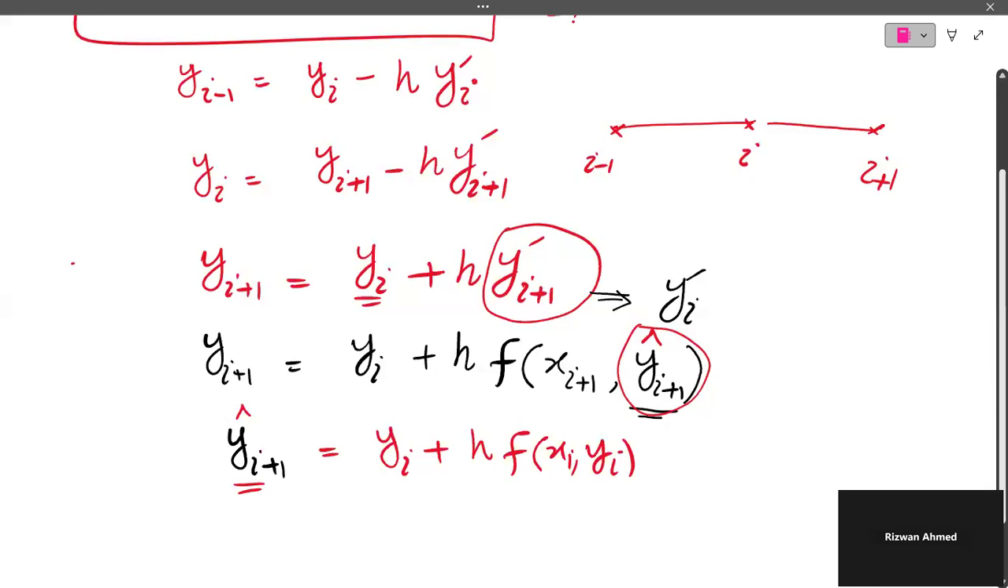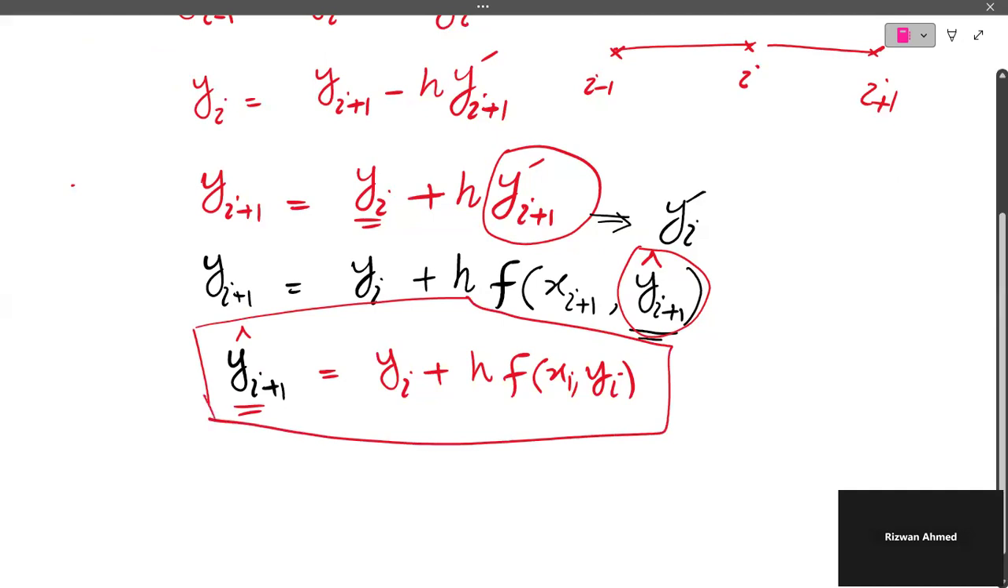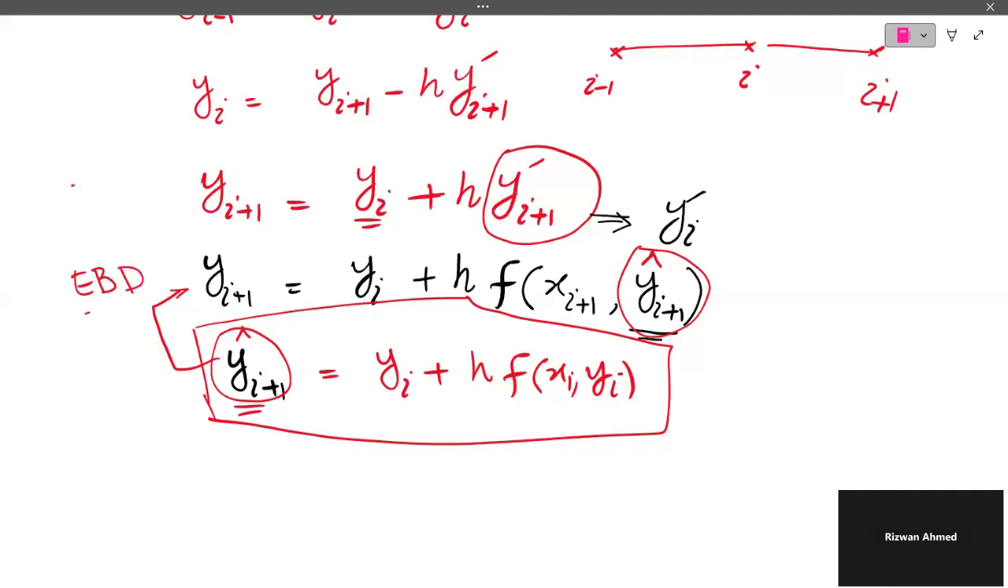So it becomes an implicit equation. Therefore, we make a simplification: instead of using y_{i+1} prime, we first predict a value of y_{i+1} by using Euler's forward method, and then we use this predicted value in the real Euler's backward difference method. I demonstrate its implementation in Microsoft Excel.